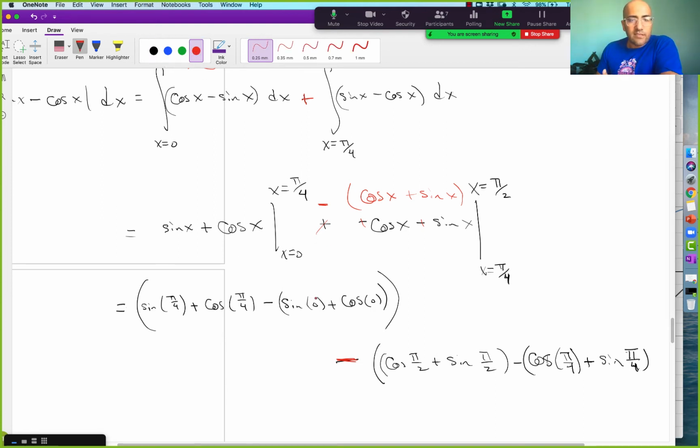Okay, so let's simplify some of these. This guy is a 0. Cosine of 0 is a 1. That's easy. Okay, leave those alone for a second. Now, cosine of pi over 2, sine of pi over 2. So cosine of pi over 2 is going to be equal to 0. And sine of pi over 2 is equal to 1.